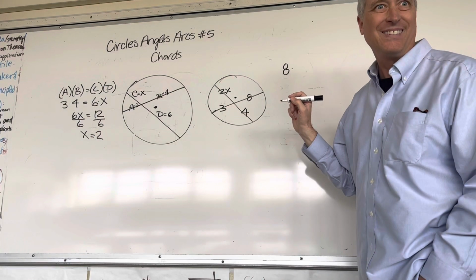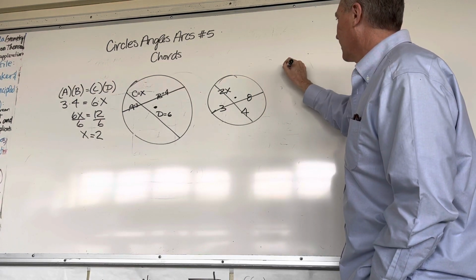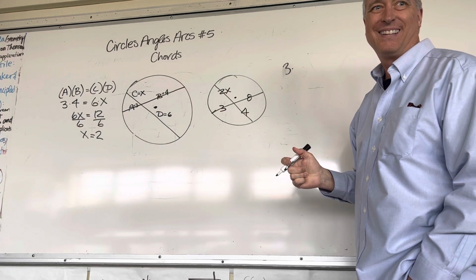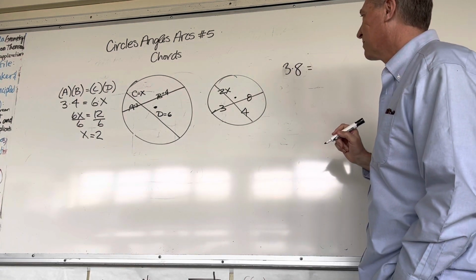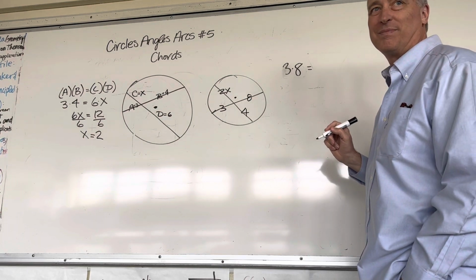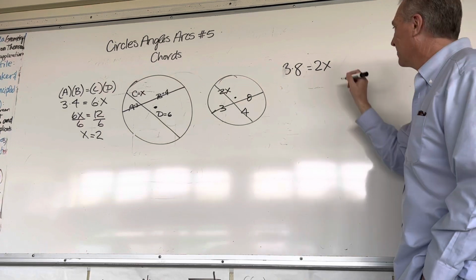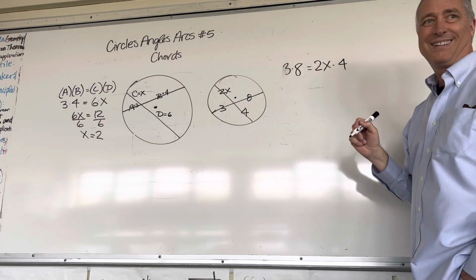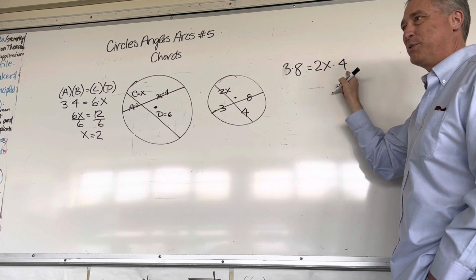Is that what you said? You said 8? I said 3. You said 3? Yeah. Sorry, I have bad hearing. You're good. Okay, what do I write next? 8. Good. Equals? 2x times 4. Fair enough. What's 2x times 4?